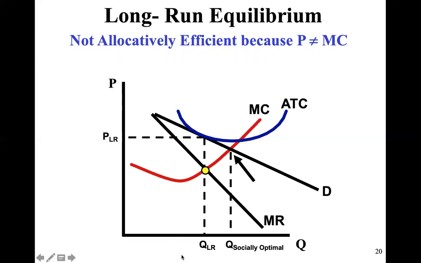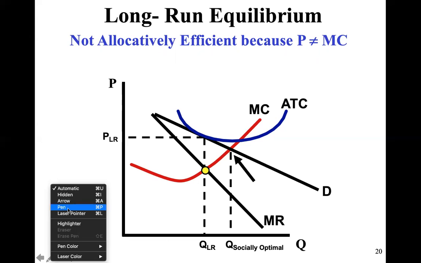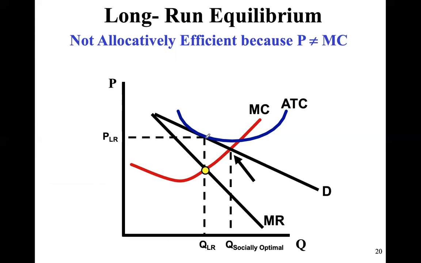We are at a lower output here, and in fact, you can see that at our profit maximizing quantity, the marginal benefit to society is greater than the marginal cost for the firm. So we're not allocatively efficient.